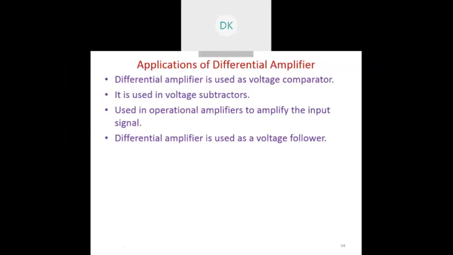What are the applications of the differential amplifier? A differential amplifier can be used as a voltage comparator, a voltage subtractor, and to amplify the input signal. In the case of an operational amplifier, it can be used as a voltage follower. The circuit diagram of the voltage follower is nothing but an emitter follower, which is nothing but a common collector amplifier.